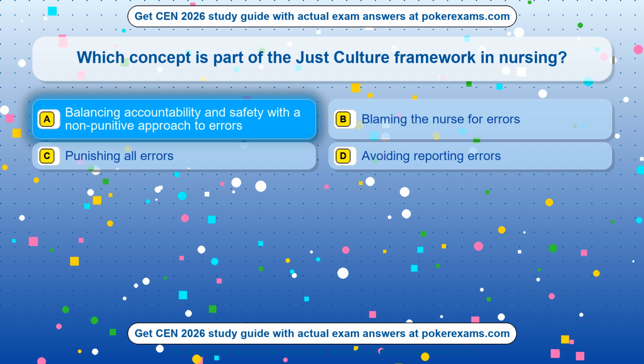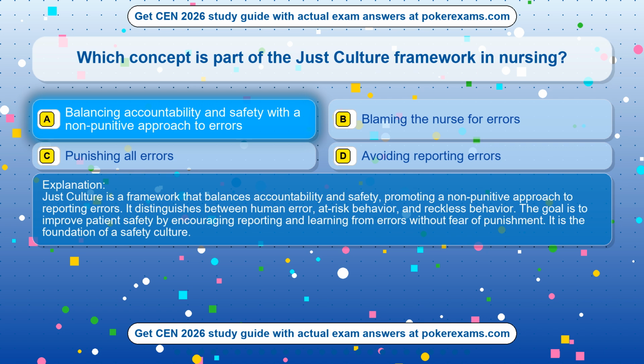Balancing accountability and safety with a non-punitive approach to errors. Just Culture is a framework that balances accountability and safety, promoting a non-punitive approach to reporting errors. It distinguishes between human error, at-risk behavior, and reckless behavior. The goal is to improve patient safety by encouraging reporting and learning from errors without fear of punishment. It is the foundation of a safety culture.